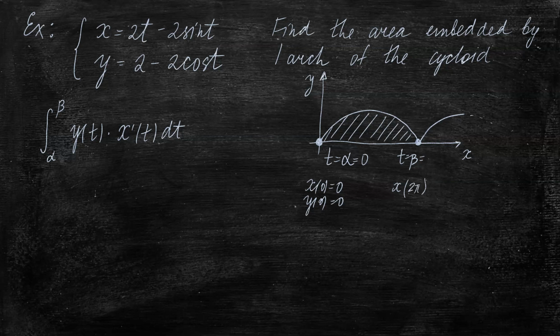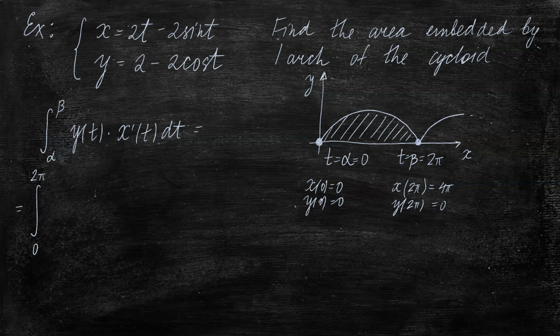Why? Because the parameter represents the degrees of rotation, and x of 2 pi will be 4 pi, and y of 2 pi will be 0. So we know the parameters, the initial and terminal value. So we have an integral from 0 to 2 pi.